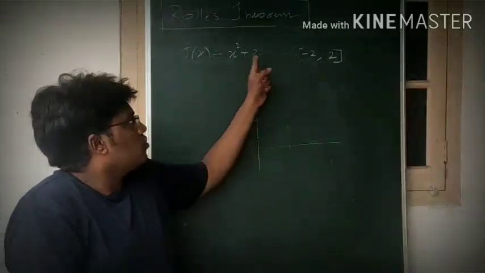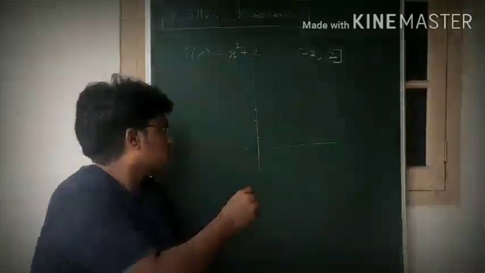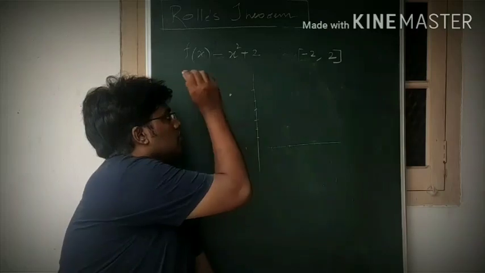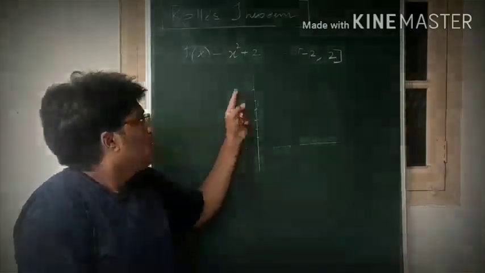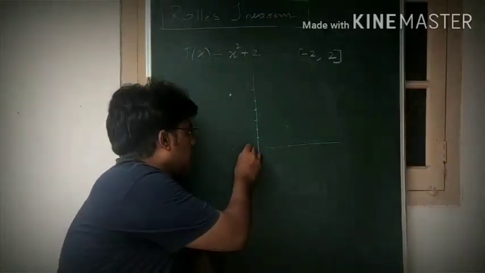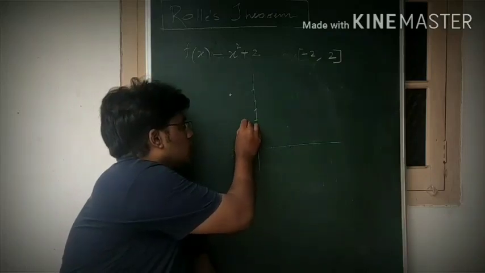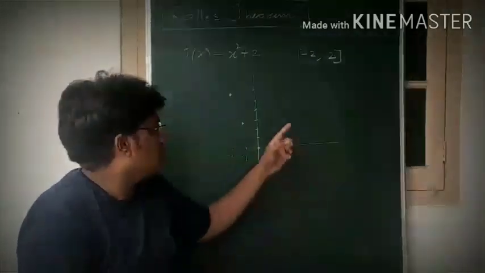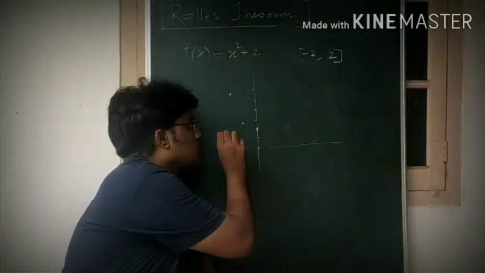So minus 2 whole square is 4, plus 2 is 6. Minus 2, I got something called 6. Next, minus 1. Minus 1 whole square is 1, plus 2 is 3. Minus 1, we got 3. Next comes 0. 0 plus 2 is 2. We got something like this.